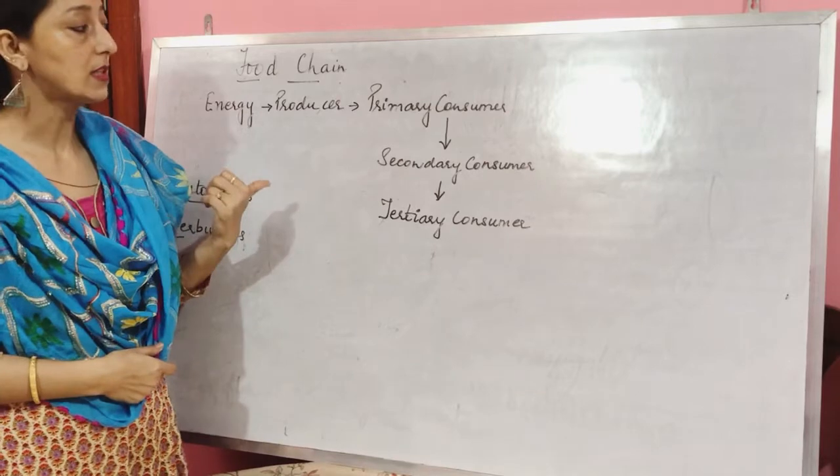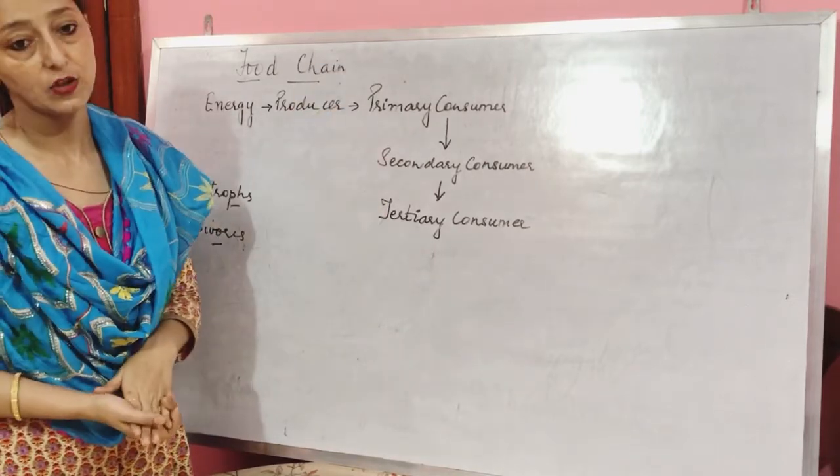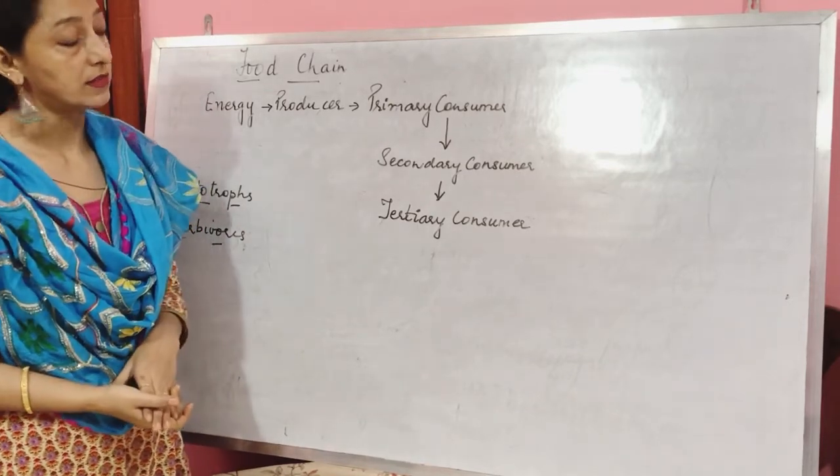In turn, what happens? These animals are eaten by larger predators. For example, an owl that eats a snake.